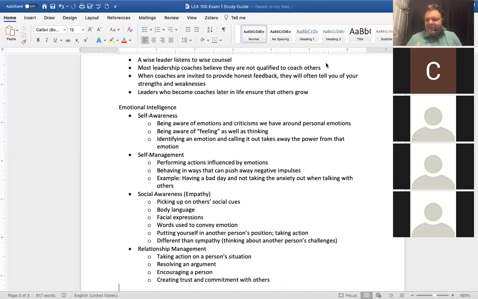So that self-management is knowing how to act in the situation based on your emotion. Social awareness is picking up on other people's emotions. And we tried this activity on Moodle, on Zoom, on picking up other people's social cues. So reading body language, reading facial expressions, the words that are used for emotions, putting yourself in another person's position and taking action. Taking the action is different in empathy than it is for sympathy.